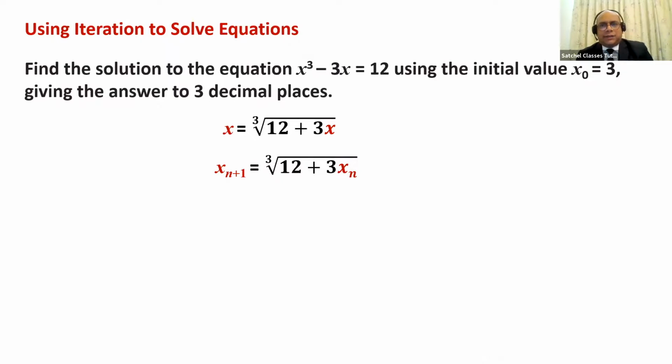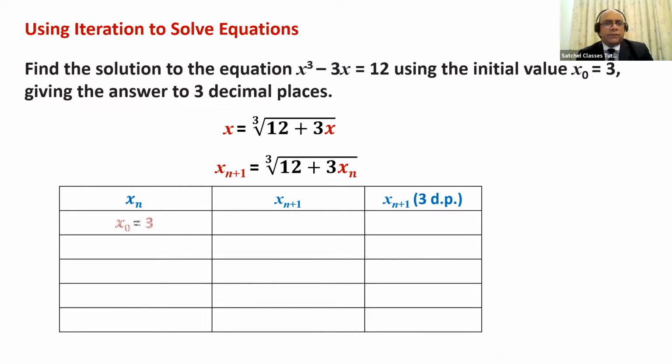Now let's get started. We have been told to use the initial value of x as 3, which is x0, correct? So if I substitute x0 as 3, what will I get? Inside the cube root symbol, I'll have 3 times 3 because that's x0, which is 9. 12 plus 9 is 21. And the cube root of 21 is your output number 1.